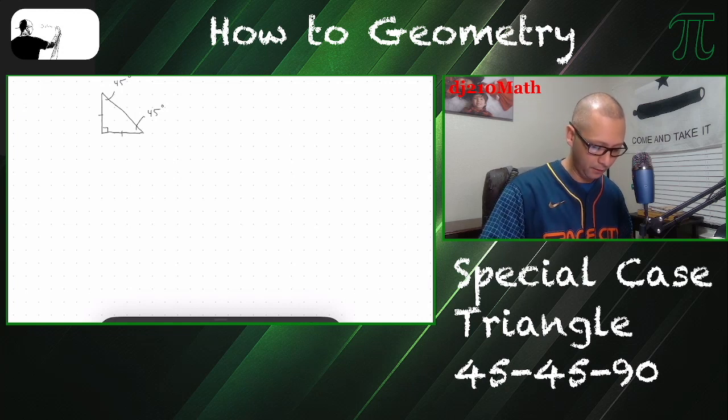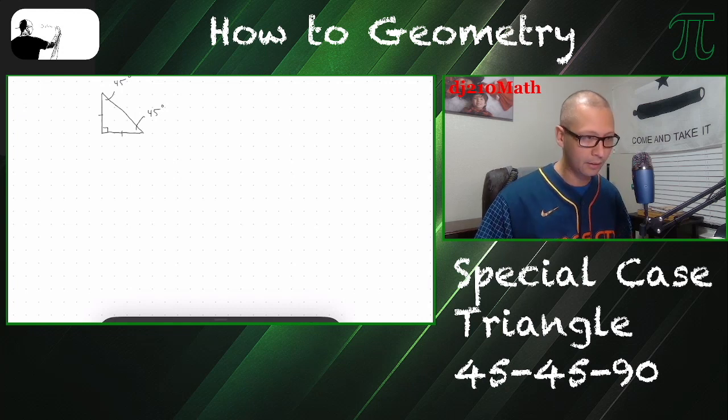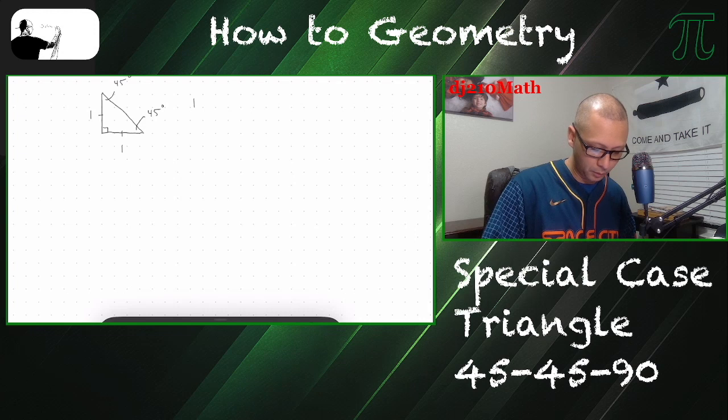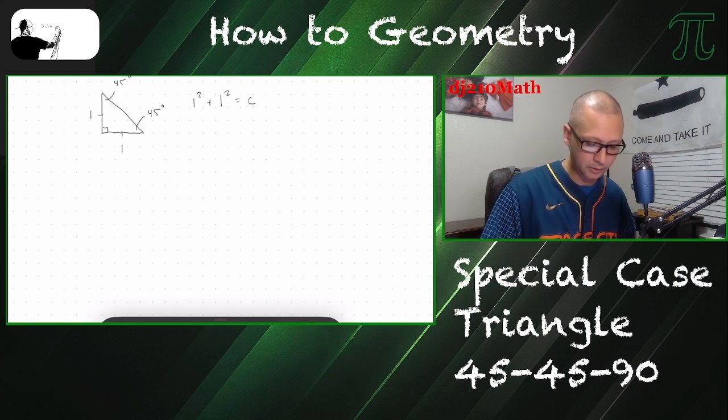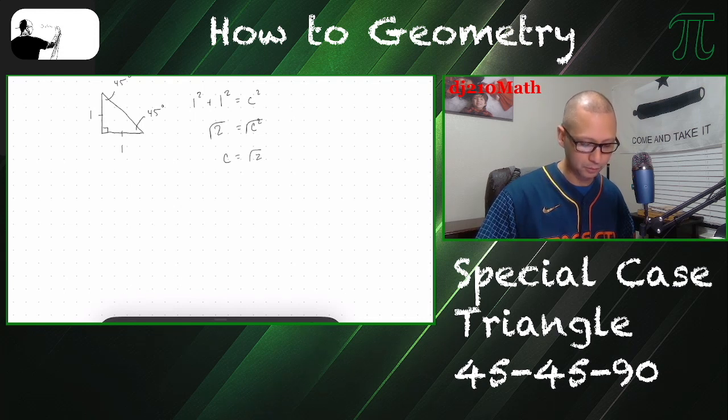So very basic. If the legs are 1 unit, the hypotenuse would be: 1 squared plus 1 squared is equal to c squared. We see that this is 2, so c squared equals 2. Square root of both sides, c is equal to root 2. So here the hypotenuse would be root 2 in a right triangle that has legs of side 1.